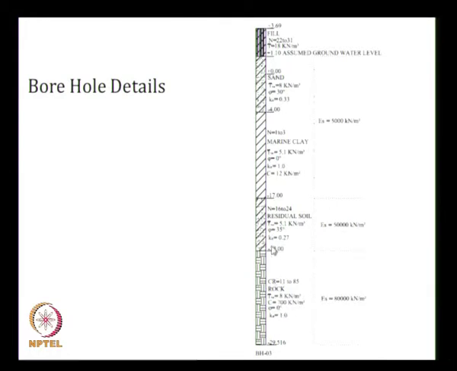But there is a lot of difference in specifying the properties. We specify only C; some people for rock specify C and phi together. But in general, from IIT Madras, Professor Gandhi and others have done a lot of studies on piles in weak rock. We want to follow this as only a cohesive material.